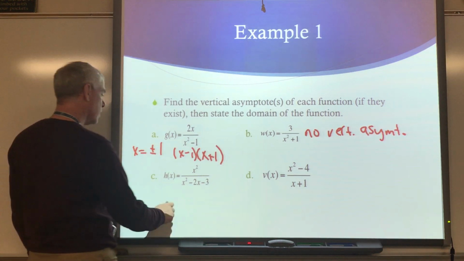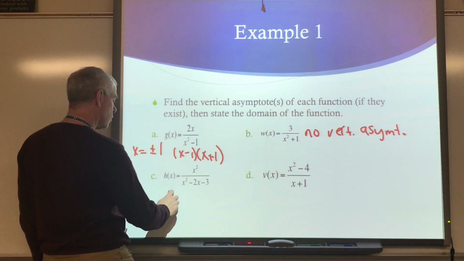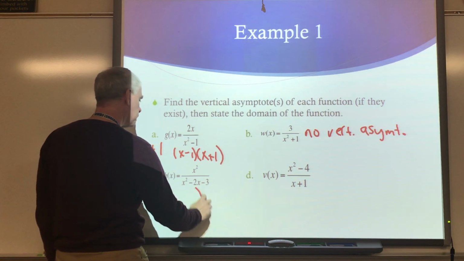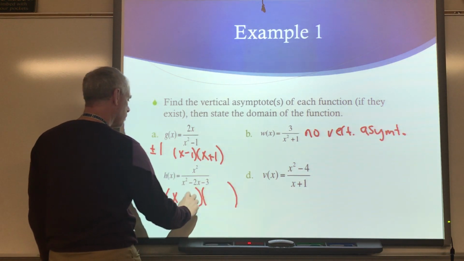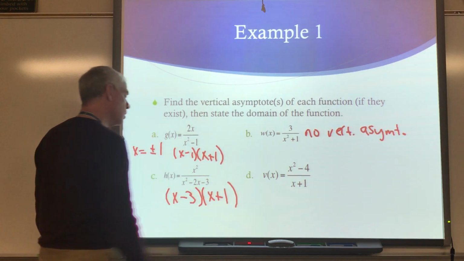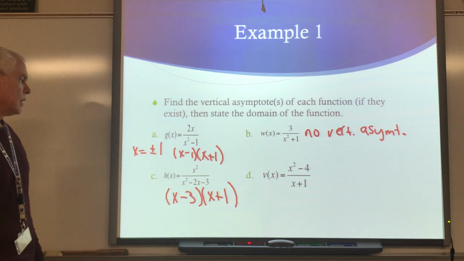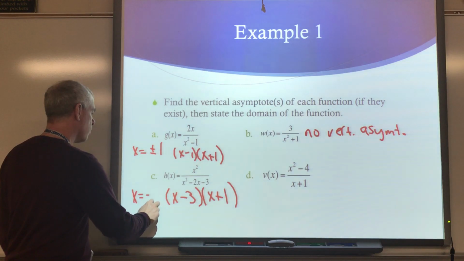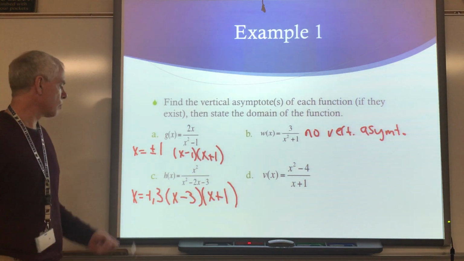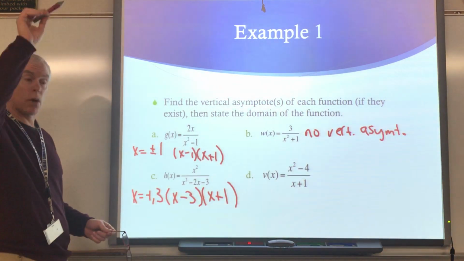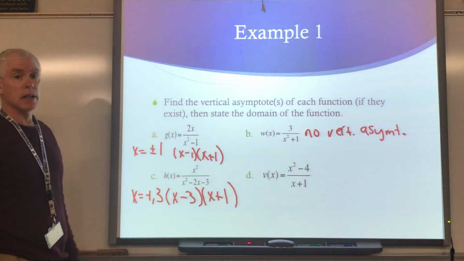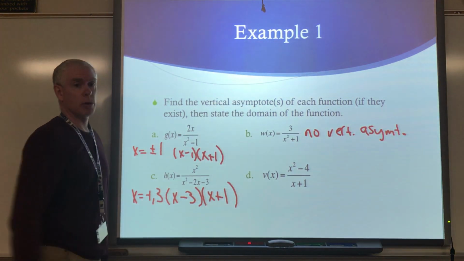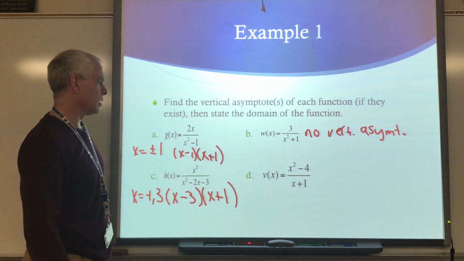C, can I factor this? Are there numbers that multiply to negative 3 and subtract to 2? There are. Okay, looks like that. And so what makes the bottom 0? Either a negative 1 or a positive 3. So those are my vertical asymptotes. x equals negative 1, x equals positive 3. So your domain is going to be all real numbers except negative 1 and positive 3.